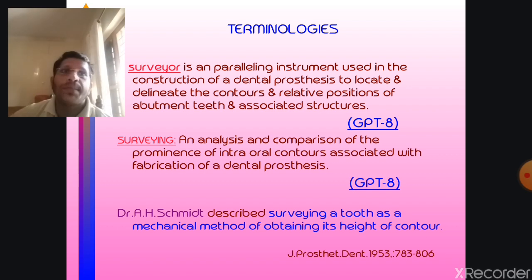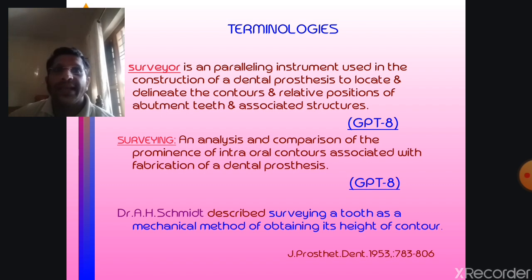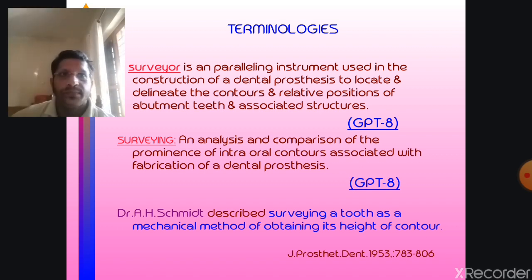So surveyor is a paralleling instrument used in the construction of a dental prosthesis to locate and delineate the contours and relative position of abutment teeth and associated structures. You have to remember the term paralleling instrument. It is useful in locating and delineating the contours and relative position of abutment teeth. So you have to be very careful when you write the definition of surveyor.